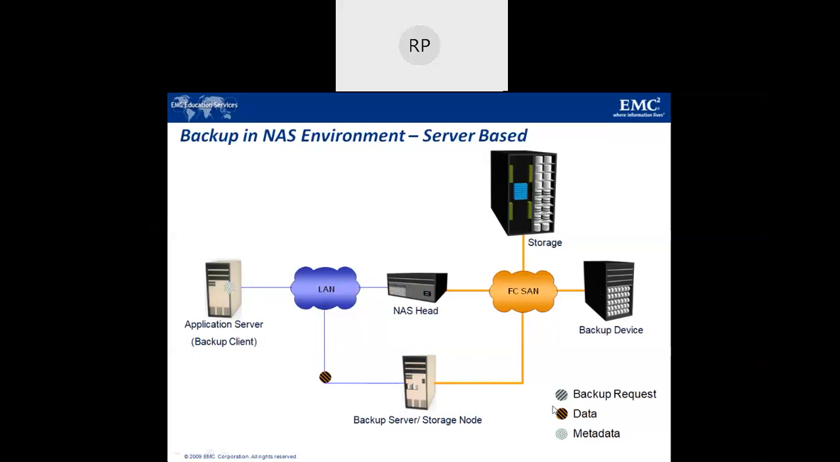Now this line is representing the backup request. This is the data, how the data is flowing, and this is your metadata. Now from where is the metadata accessed? From your NAS head.